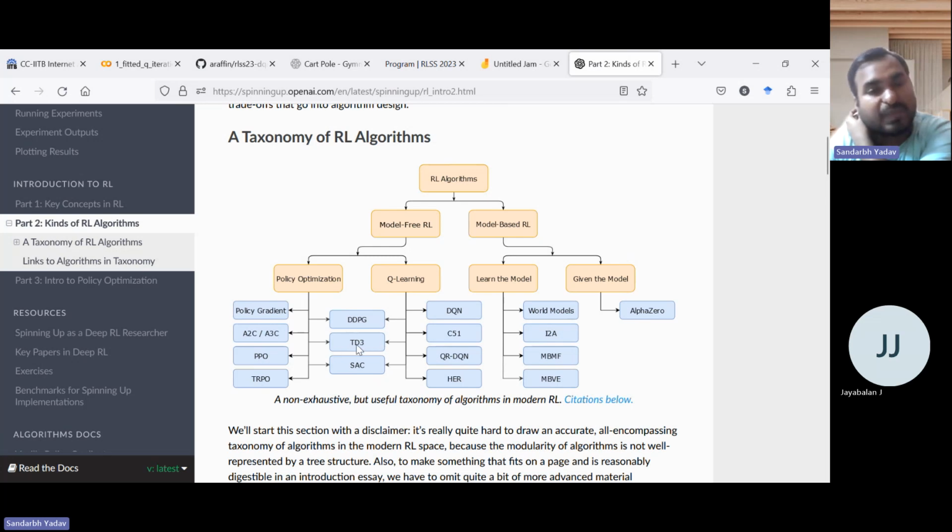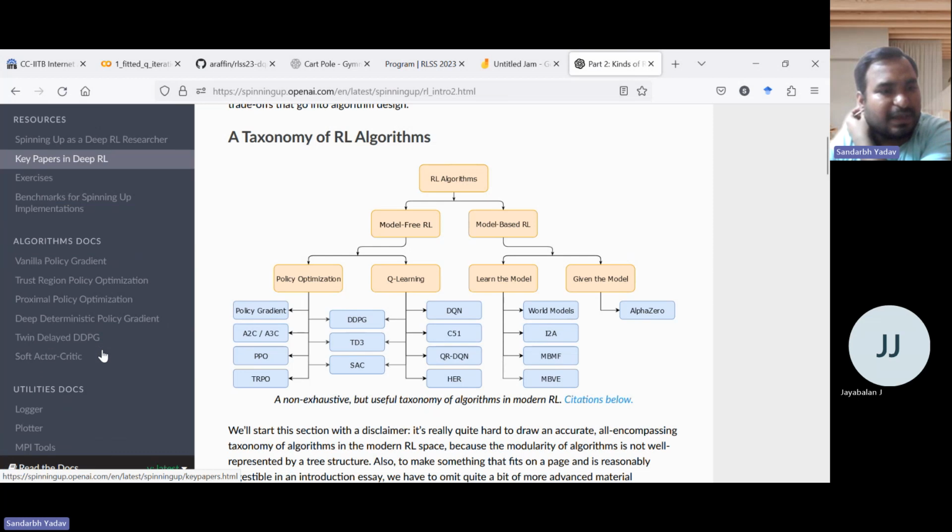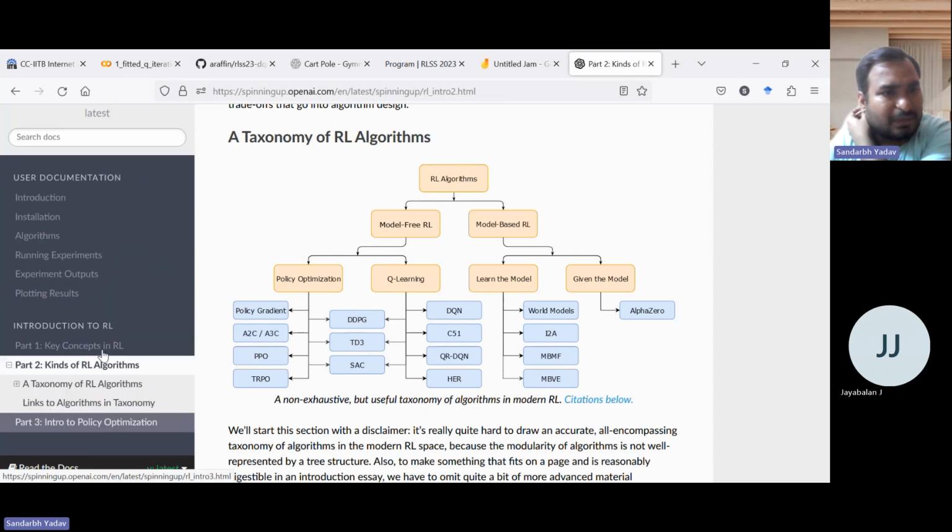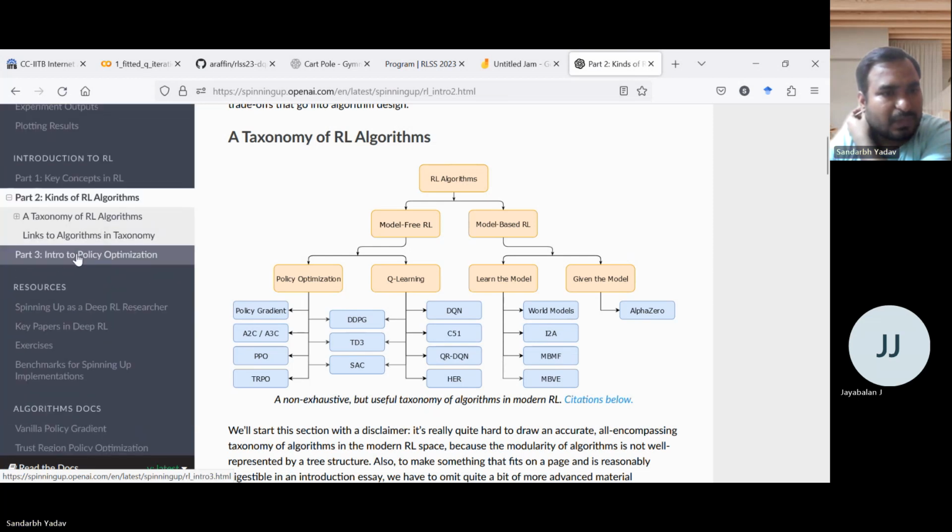And then there is TD3. This TD doesn't stand for temporal difference. It's an advancement of DDPG, and its full form is something else. So basically, you can see all those algorithms also.